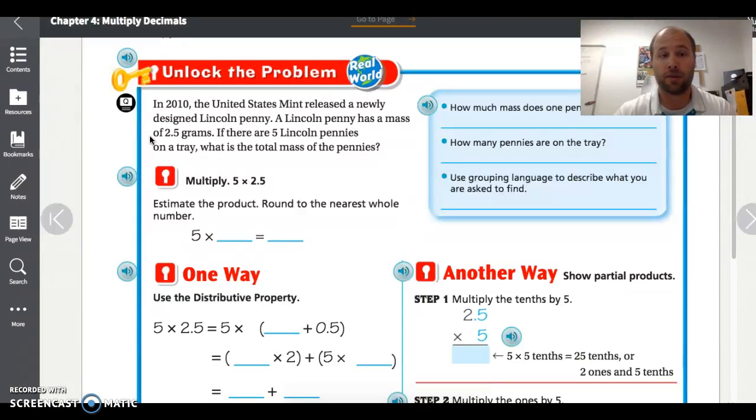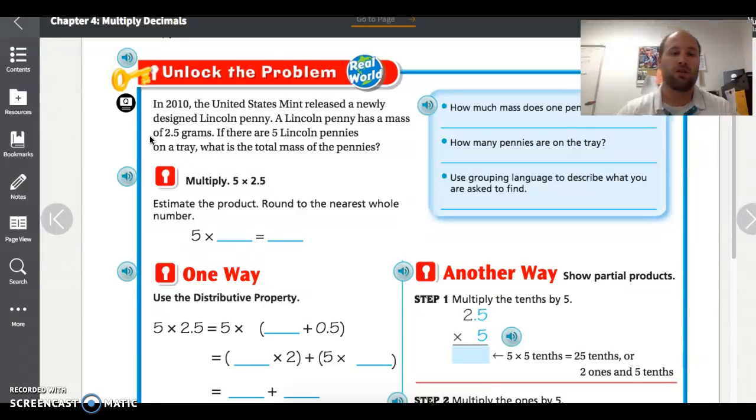I'm going to read. You guys are going to underline and circle important information. All right, here we go. In 2010, the United States Mint released a newly designed Lincoln penny. A Lincoln penny has a mass of 2.5 grams. If there are 5 Lincoln pennies on a tray, what is the total mass of the pennies?